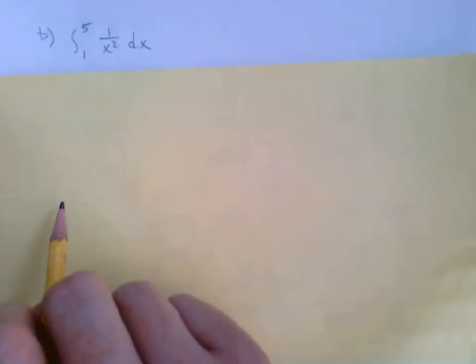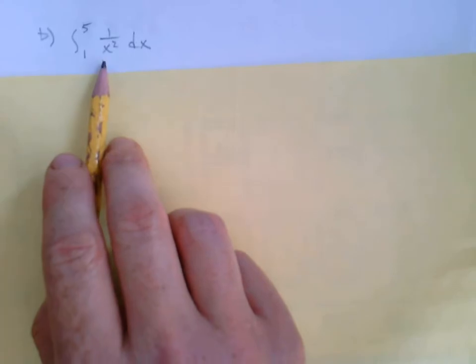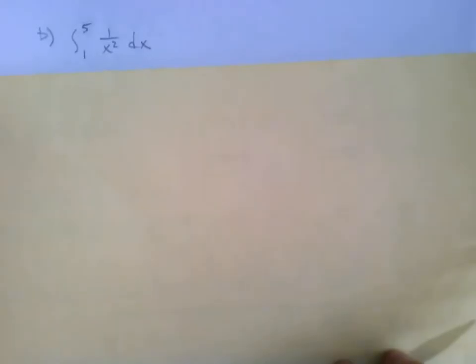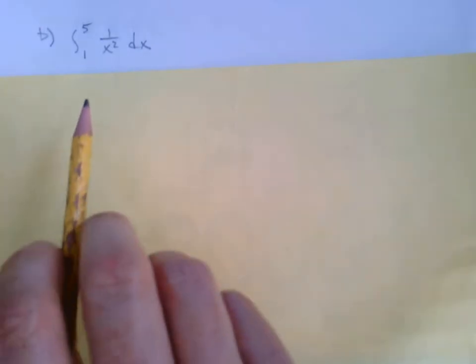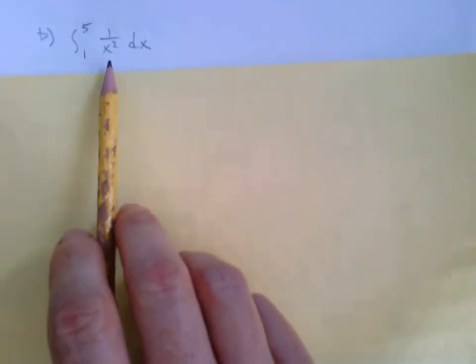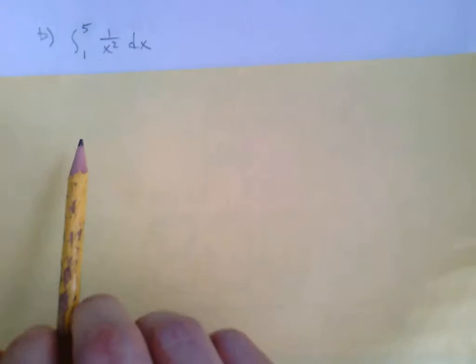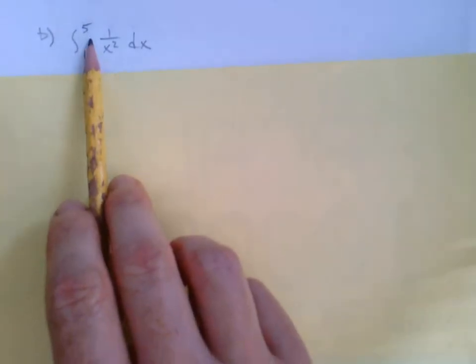Part B of this example, again, evaluate the definite integral. This time we have the definite integral from 1 to 5, 1 over x squared dx. Okay, well, let's take a look. We're trying to find the exact area between this function and the x-axis, starting at 1, ending at 5.